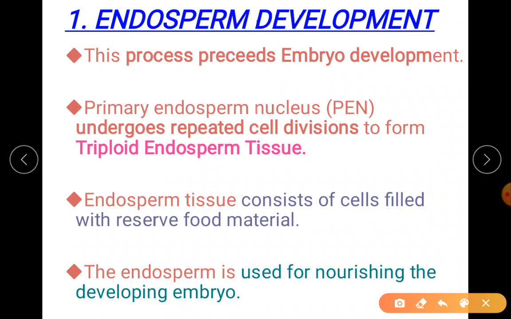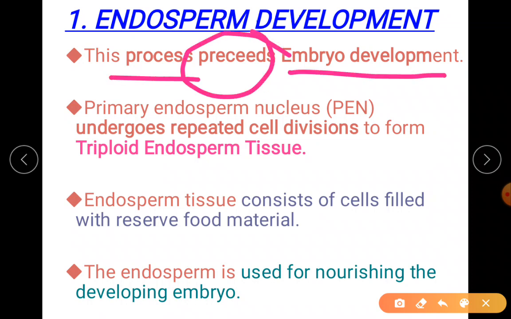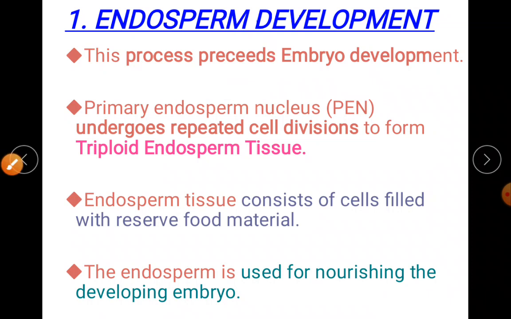Endosperm development can be asked as a 3-mark question. You should always remember, this is the process which precedes embryo development. Why does it precede? Meaning it comes before the embryo development. It has to form before the embryo is formed. Why? Because it has to nourish. As the embryo is forming, the endosperm should be present and ready to nourish it. That's why we say it precedes embryo development.